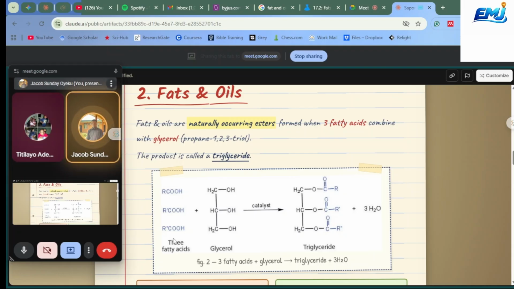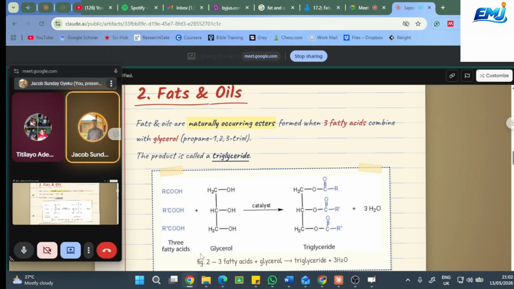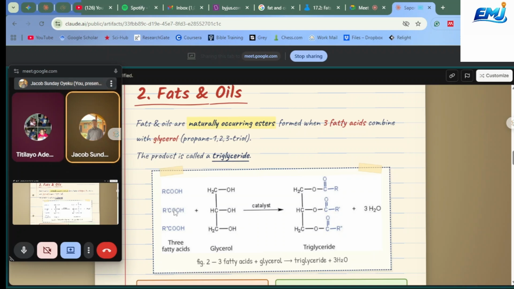I said you agree that this is carboxylic acid, and this is alcohol. A reaction between carboxylic acid and alcohol will give you an ester. So that is why we say fat and oil are naturally occurring esters. Does that make sense? Okay. So what this thing is called is triglyceride.